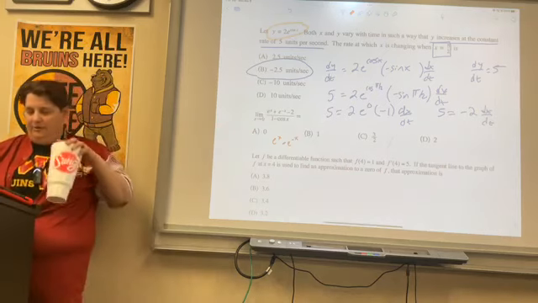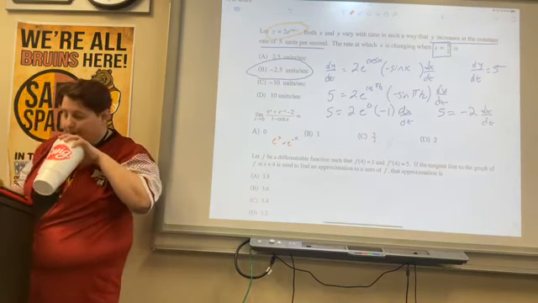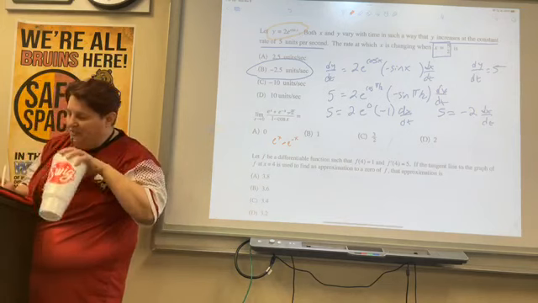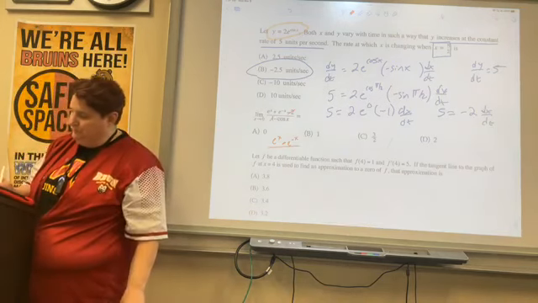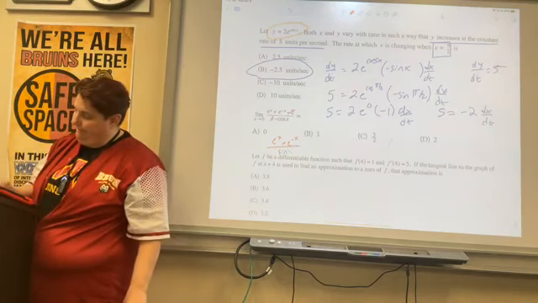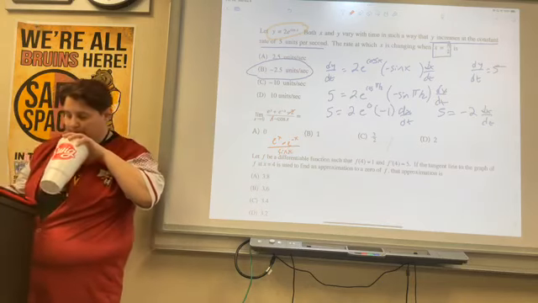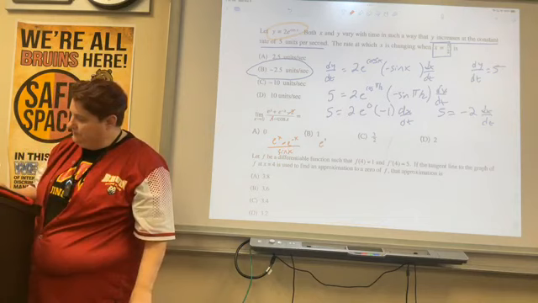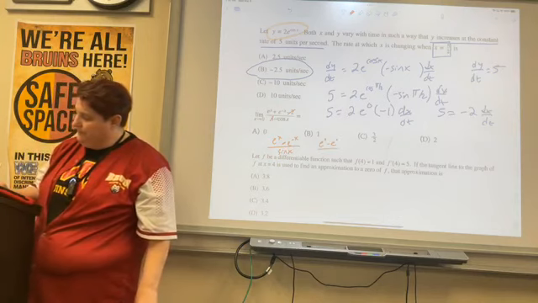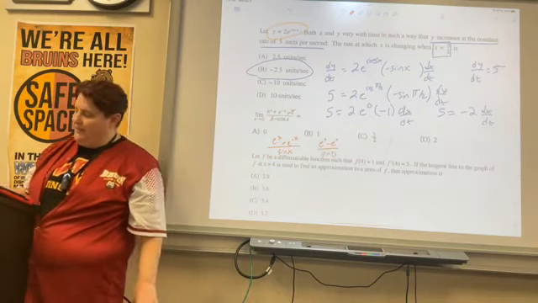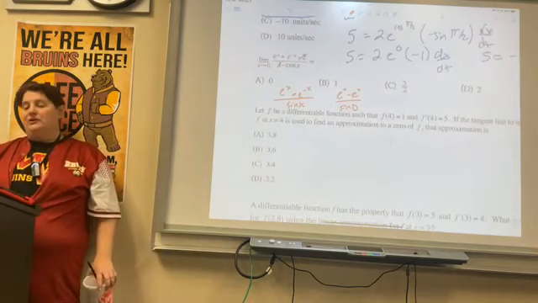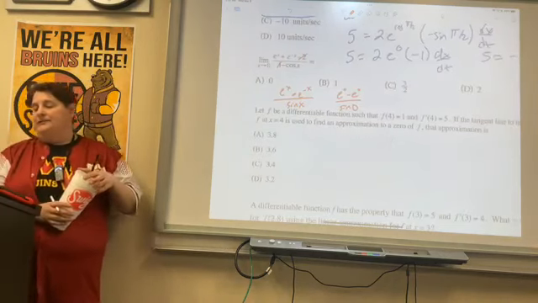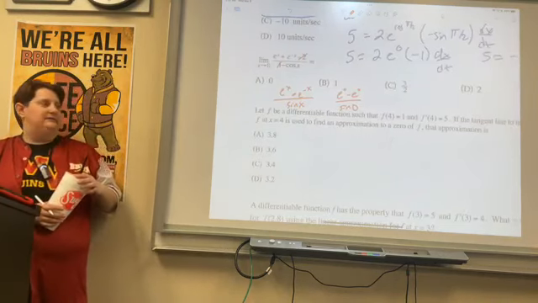The x's would cancel out on top. So really, we'd have e to the 0, which is just 1, over negative sine of 0, which is 1. So guys, I did L'Hopital's and I plugged it back in, and guess what?